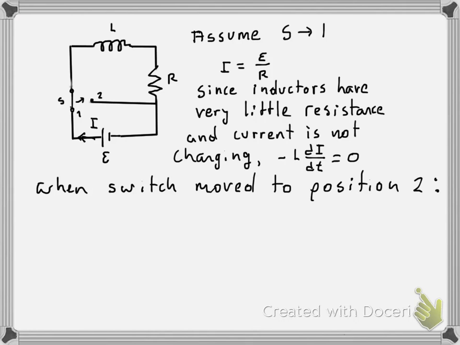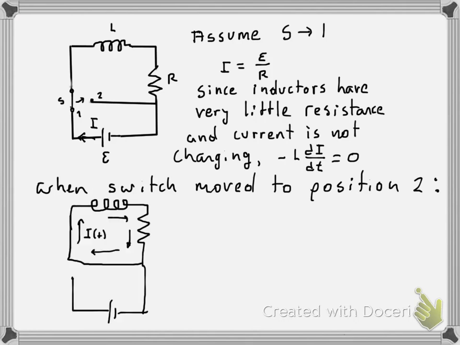Now what happens when we move the switch to position 2? That takes the battery out of the equation, and what we have now is a closed loop composed of only the inductor and the resistor. At the moment we change the switch to position 2, the current in the inductor had a particular value, and as we know, inductors oppose the change in current. So this inductor is not going to let that current change quickly. It's going to have to change slowly.